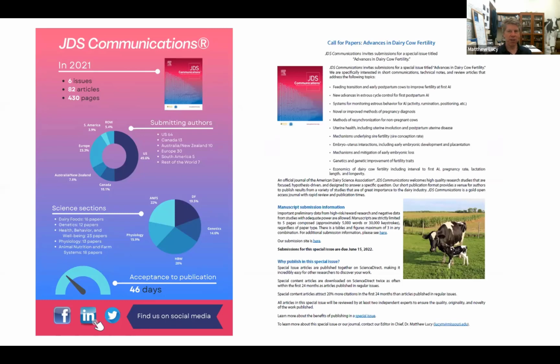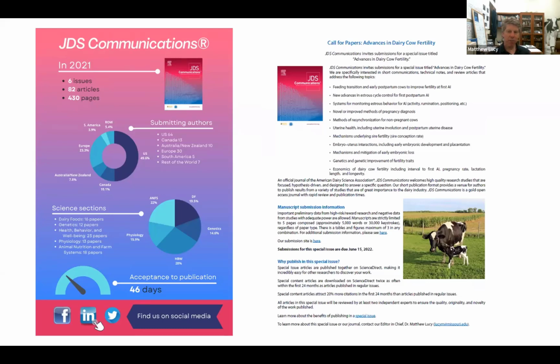And our first special issue, of course, I'm a dairy fertility guy, is on advances in dairy cow fertility. So basically we're calling for those of you who have papers, short communications, technical notes, reviews that have to do with dairy cow fertility to submit your papers by June 15th, and we'll put those all together in one issue, and it'll be a nice collection of communications around the same topic.